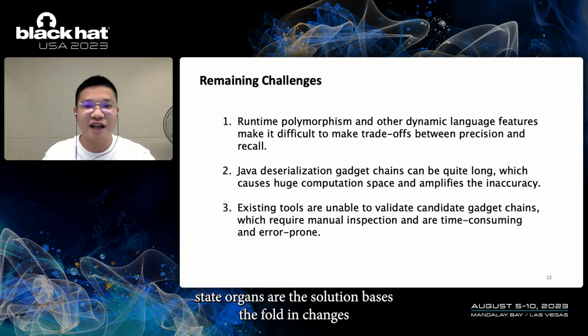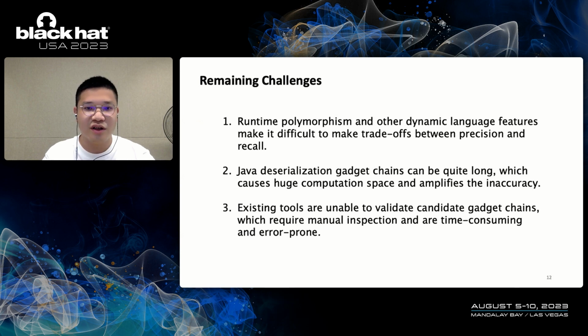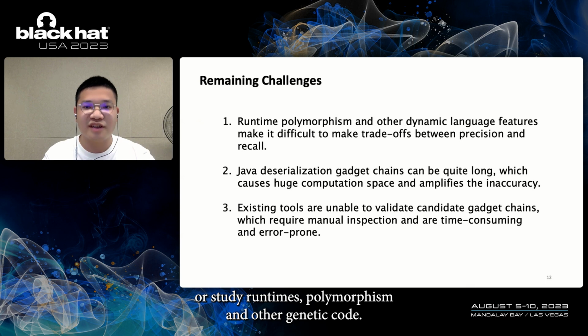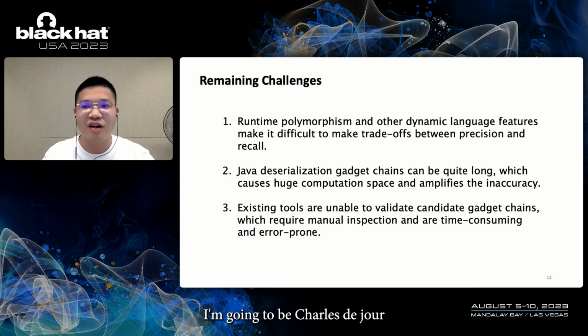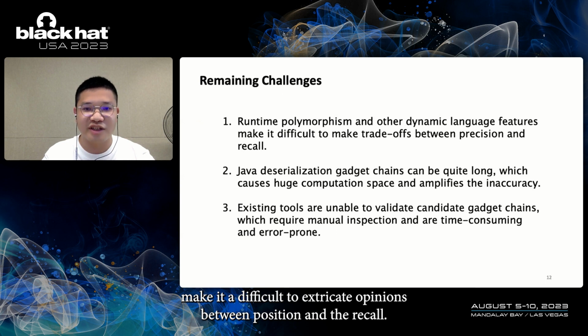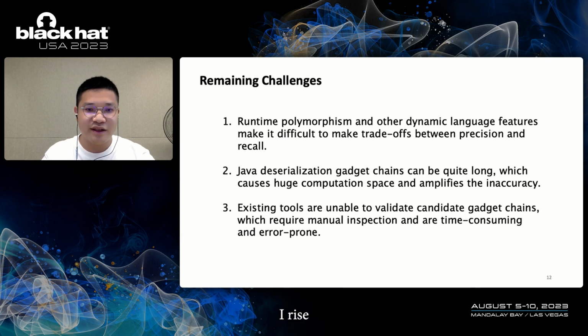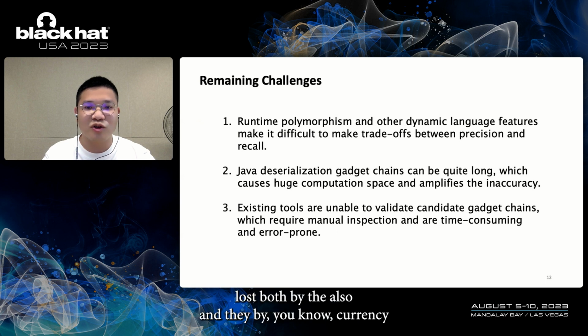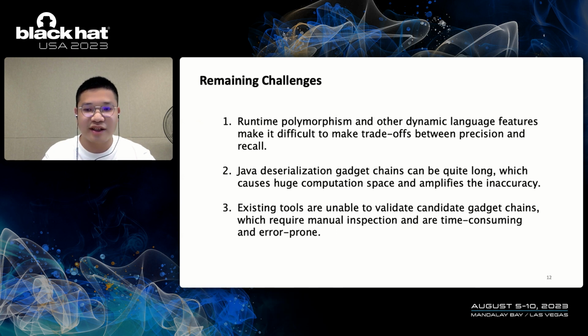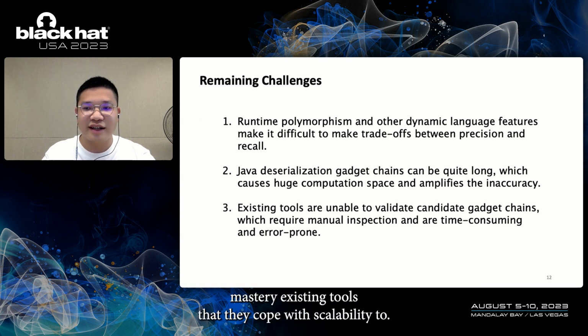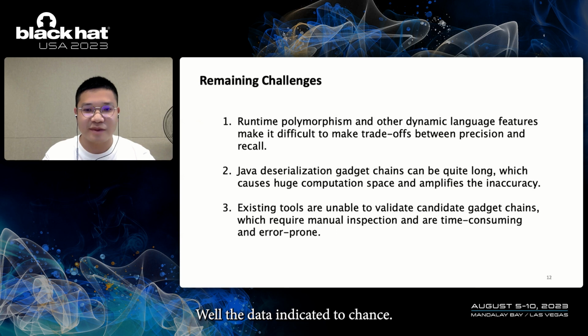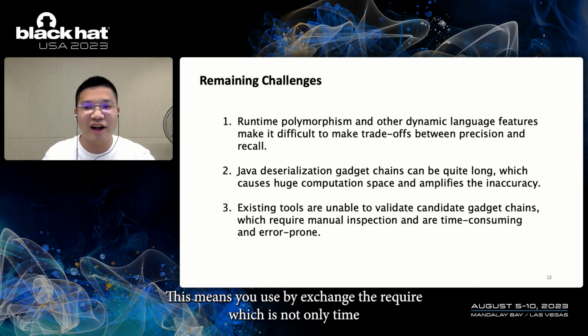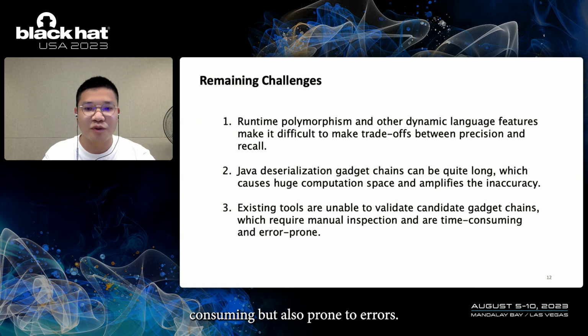In summary, state-of-the-art solutions face the following challenges. Firstly, runtime polymorphism and other dynamic language features in Java make it difficult to strike a balance between precision and recall. This is a common issue faced in Java programming language analysis. Secondly, Java deserialization gadget chains can be quite long, which not only results in a large computational space, but also amplifies inaccuracy. Lastly, existing tools lack the capability to validate candidate gadget chains. This means manual inspection is required, which is not only time-consuming but also prone to errors.